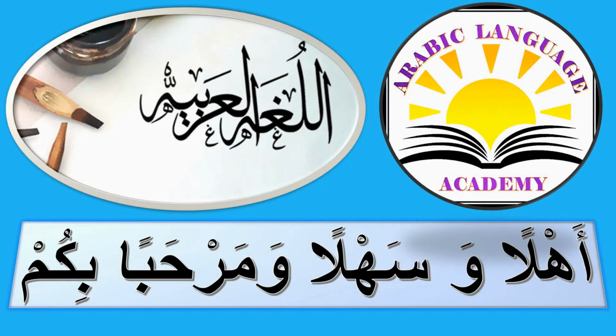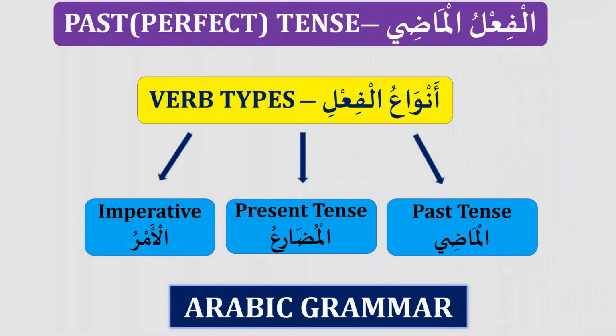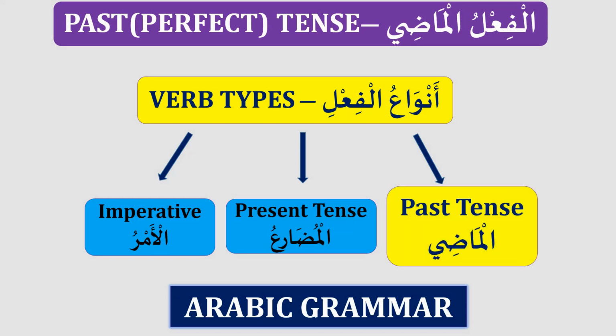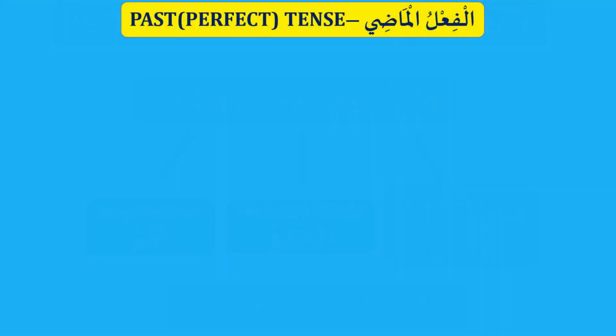Hi everyone. In our previous lesson we learned brief information about verbs, past tense, present tense and imperative. And today we are going to learn detailed information about past tense, الماضي. الفعل الماضي, past or perfect tense.